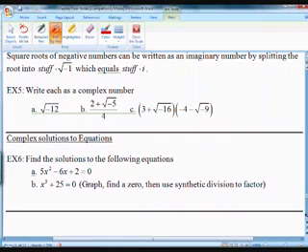We're nearly done with this first section. Square roots of a negative can be written as an imaginary number by splitting the root into stuff times the square root of negative 1, which equals stuff times i, because the square root of negative 1 is i. Let me show you what I mean.